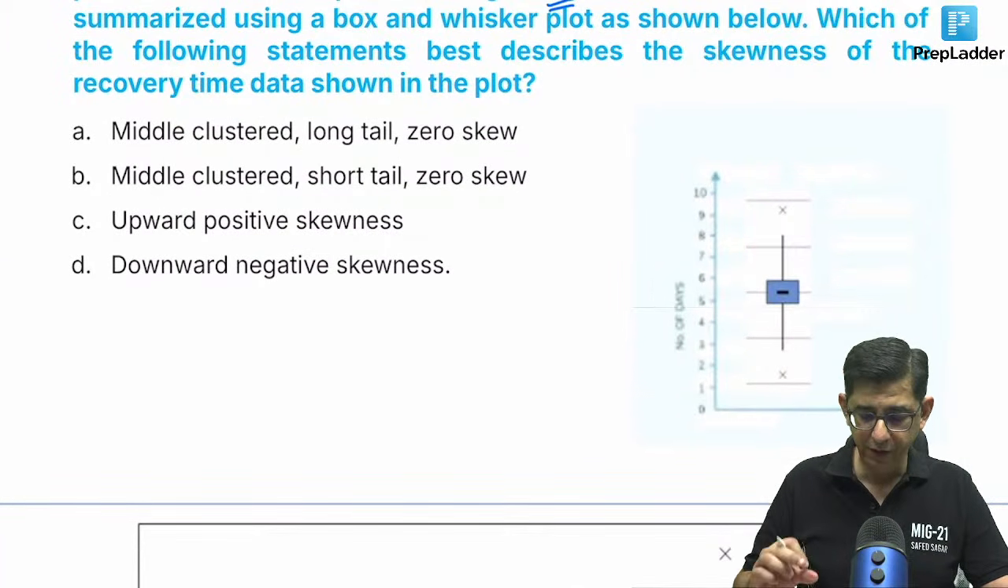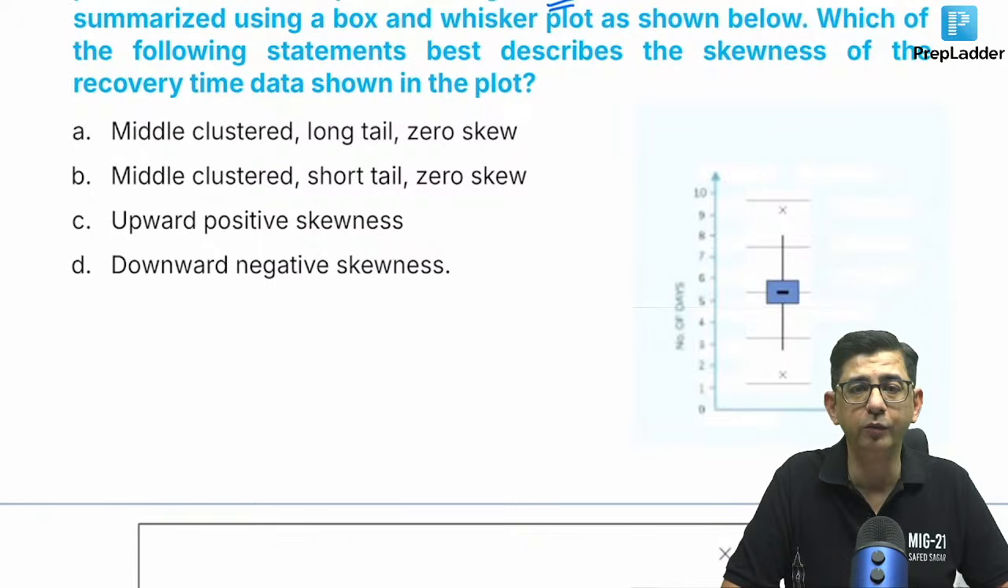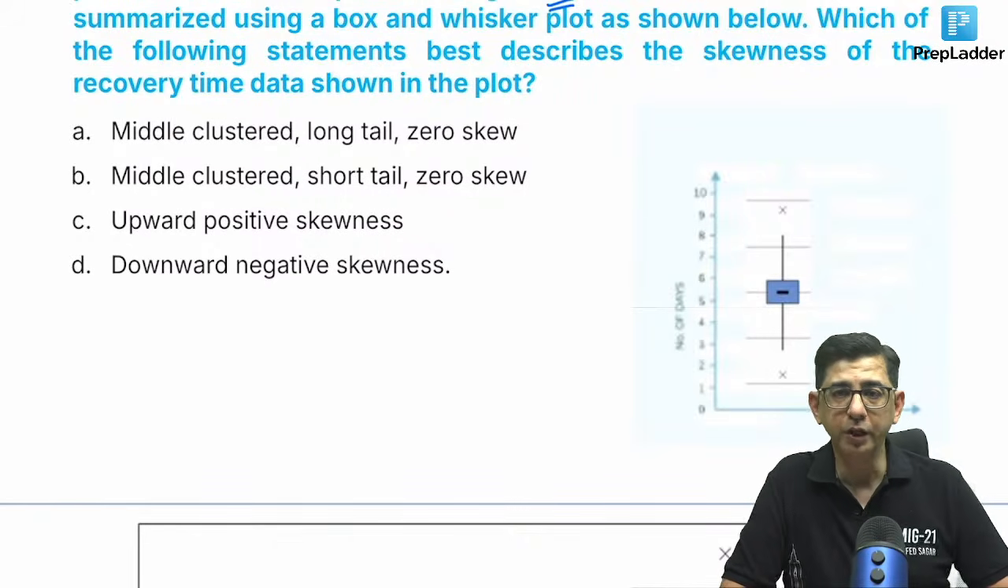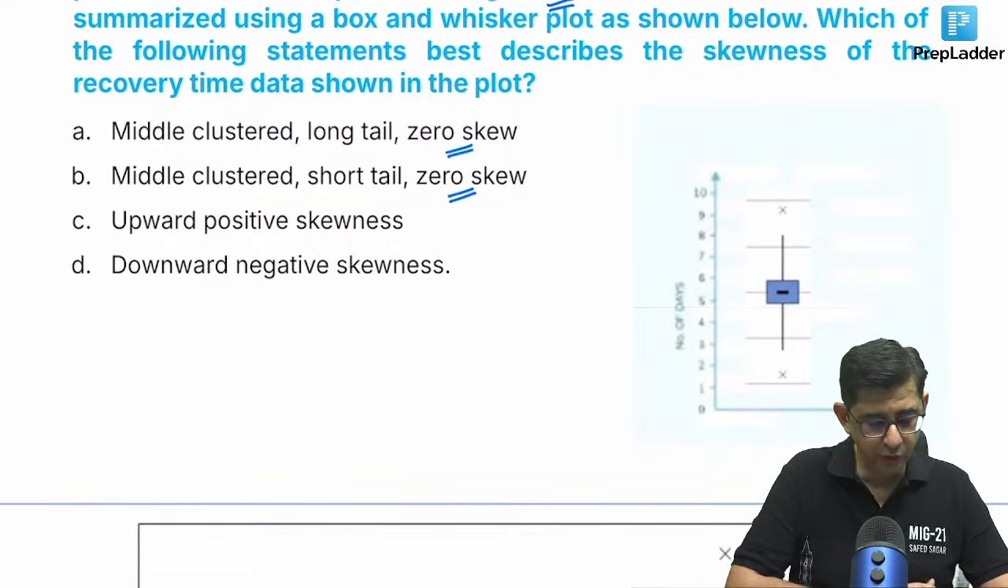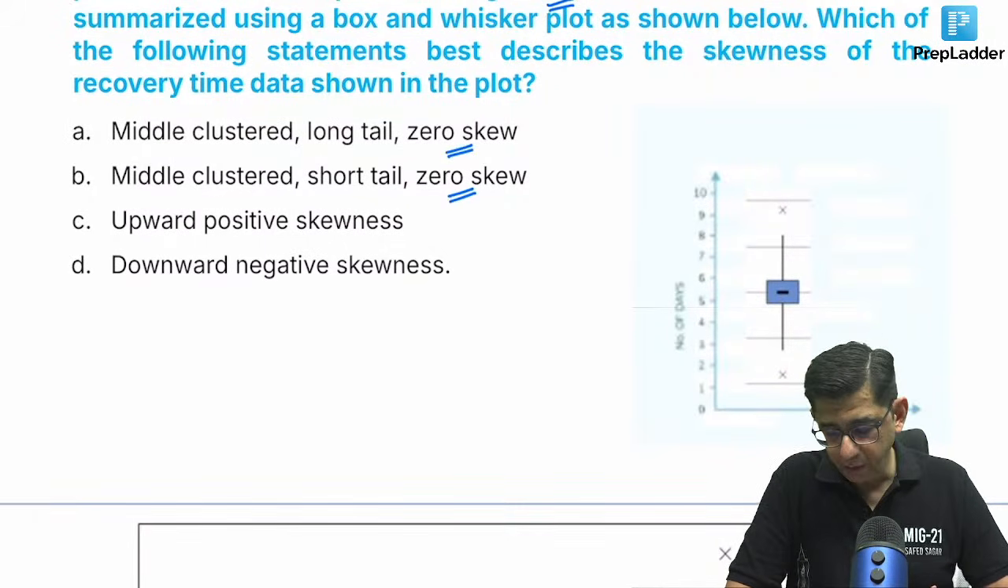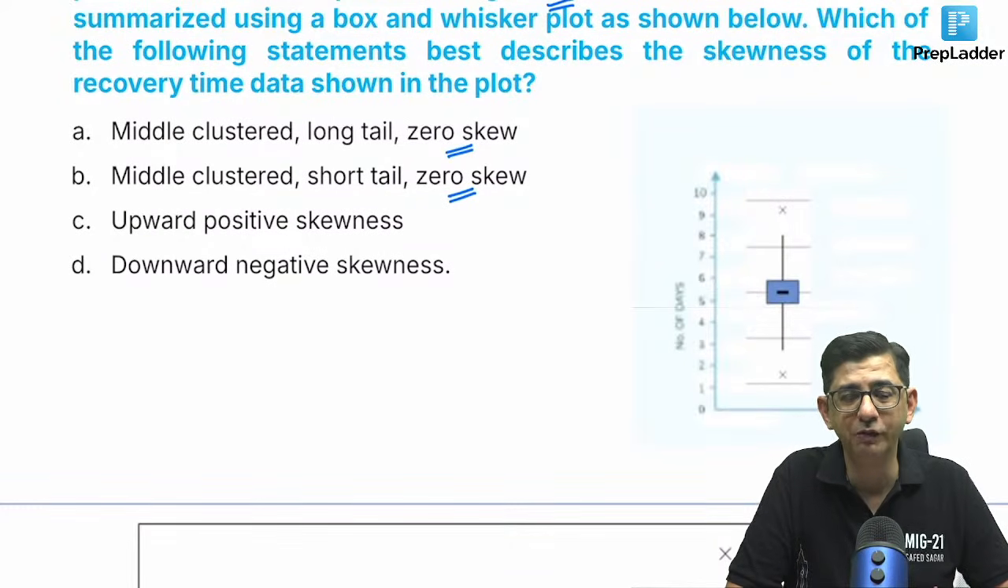So if you look at this representation, the first and foremost thing in the box and whisker plot is that it is very, very small, right? So it is middle clustered, right? There's no positive skew, there is no negative skew. The distance that is present is zero skew for both of them. There are two of them, zero skews, which are present. So now we need to look at whether we'll say the word long tail or short tail.